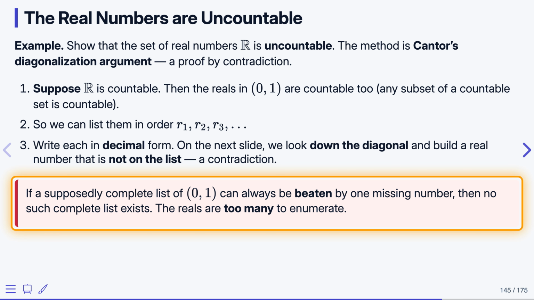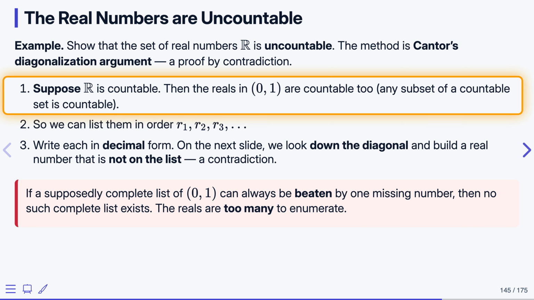Now the big surprise. The real numbers are not countable. There are, in a precise sense, more real numbers than counting numbers. The method is due to George Cantor and is called the diagonalization argument. It is a proof by contradiction, so we begin by assuming the opposite of what we want.